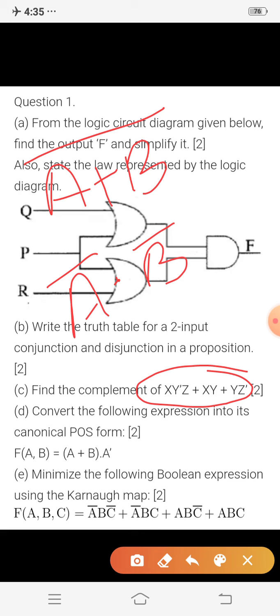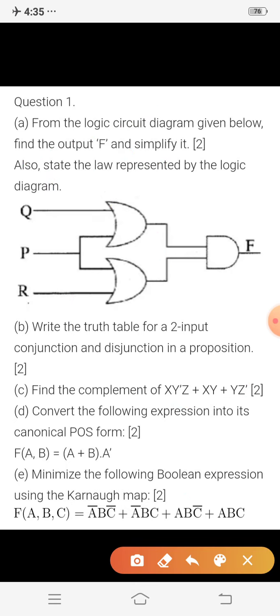That's it. Moving on to the next, convert the following expression into its canonical POS form. This one also we have done, how to convert a given POS expression into its canonical form. So this is also homework for you. Next is minimize the following Boolean expression using K map in 2 marks. So K map से इसको minimize करना है. Very easy.